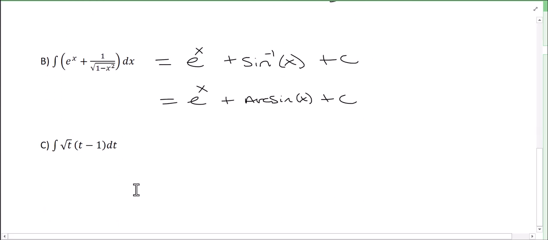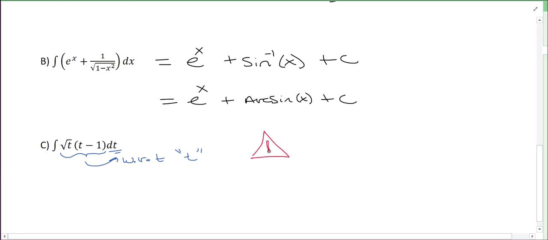Now our third example here, the integral of the square root of t times t minus 1 dt. So here I am changing the variable, right? So it's dt. That means this is the derivative of something, and the derivative was taken with respect to the variable t. Now here there's something to watch out for.